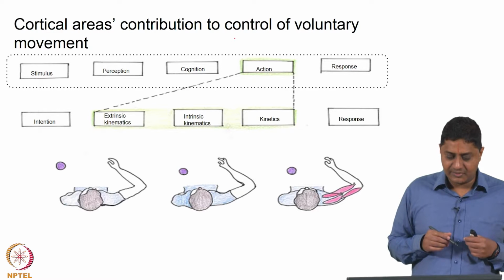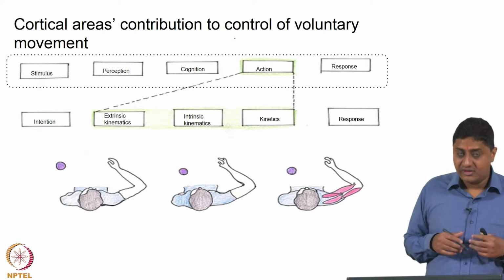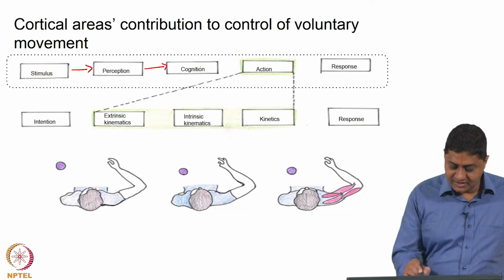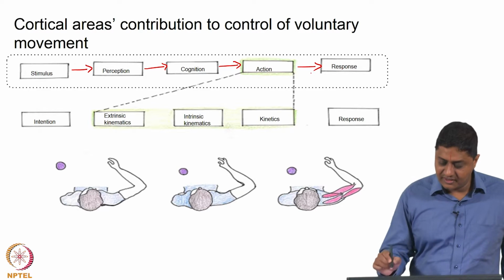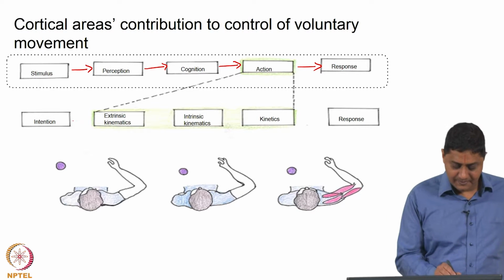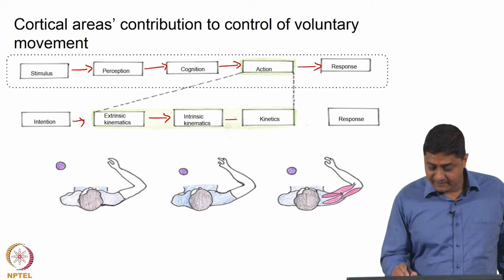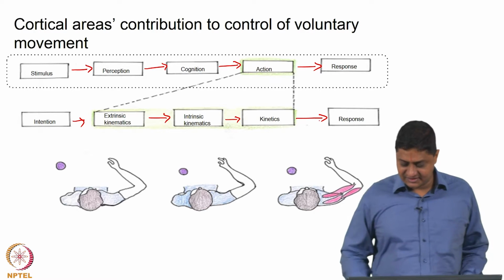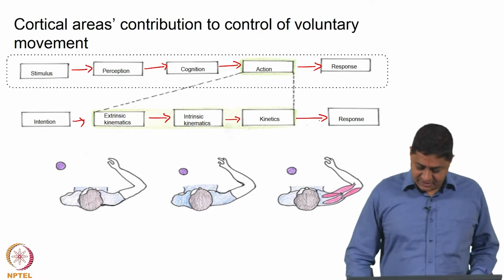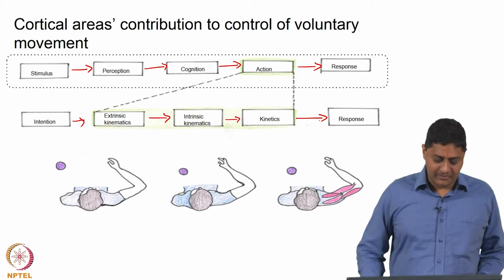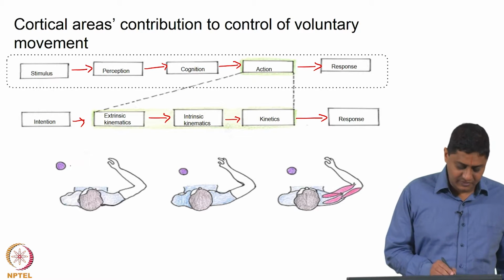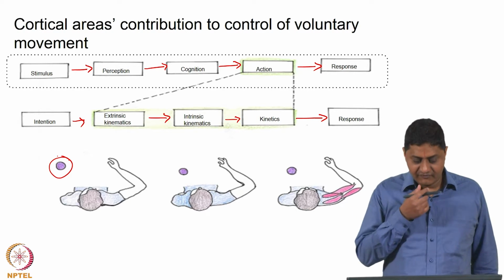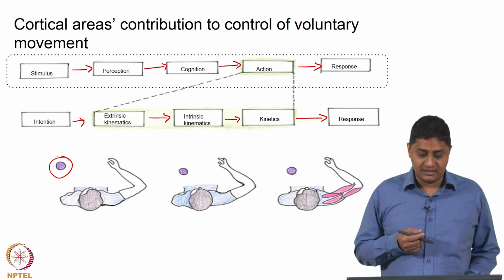How does the cortical area play a role in control of voluntary movement? First of all, I could have a causal relationship between the stimulus and the response through these arrows. Actually, there is more to that than the simple system that represents, but let us discuss this anyway. Now, let us suppose that I decide to pick a ball, or a person decides to pick an object that is here. Now, we have to see how that is going to be executed.